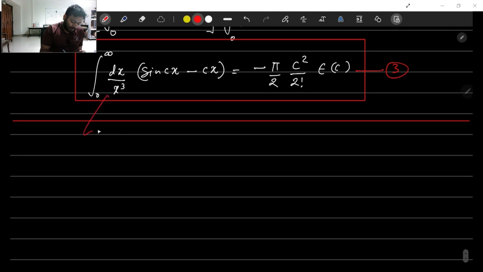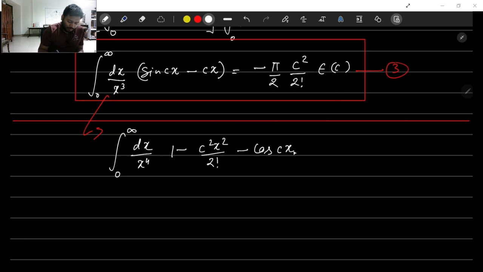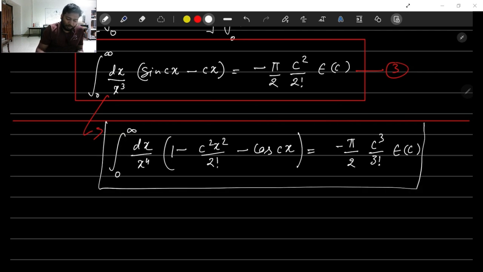If you integrate this again, what will you get? If you integrate with respect to this constant parameter from 0 to some constant, you will get x to the power 4, 1 minus c square x square by 2 factorial minus cos cx, equal to minus pi by 2 c cube by 3 factorial epsilon of c. So this is the fourth Dirichlet integral.